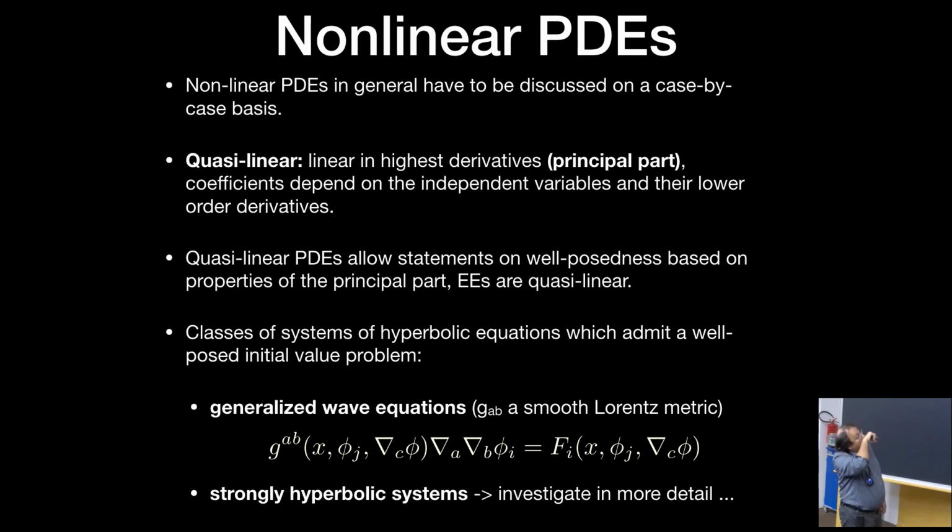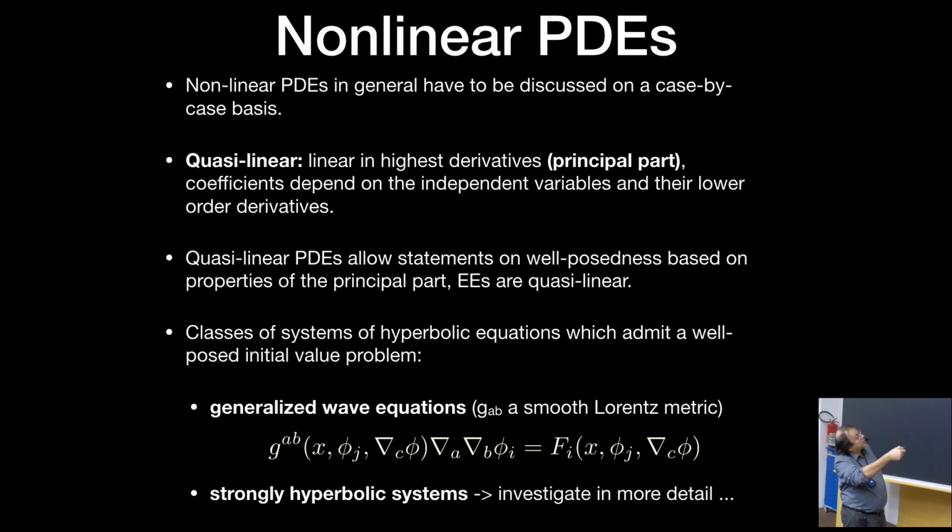All right. And another, more special class is generalized wave equations, where g_ab is a smooth Lorentz metric, and you form the principal part basically just by the wave operator, and then you have some right-hand sides which can be more complicated. So this is a bit more special than the more general statement of quasi-linear.